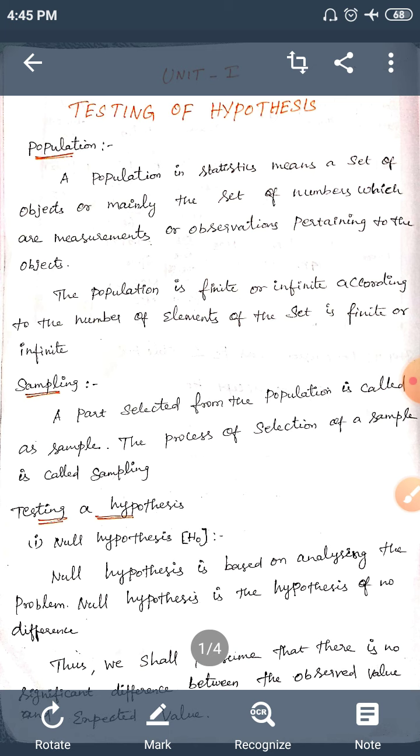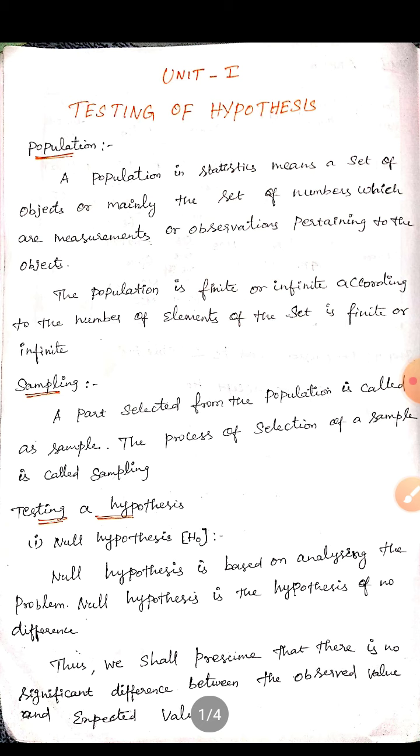Okay. Then going to the testing of hypothesis. What is testing of hypothesis? There are two types of hypothesis. The first one is the null hypothesis, written as H naught. The null hypothesis is based on the analysis of the problem. If you analyze the problem, only then go to the hypothesis. The null hypothesis is the hypothesis of no difference. Thus we shall presume that there is no significant difference between the observed value and the expected value. We define that there is no significant difference in the null hypothesis.